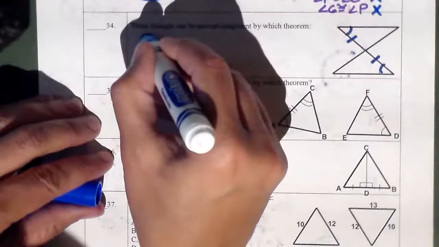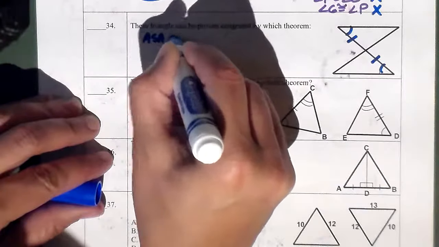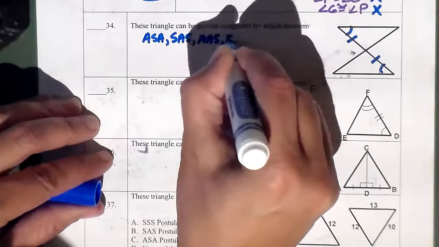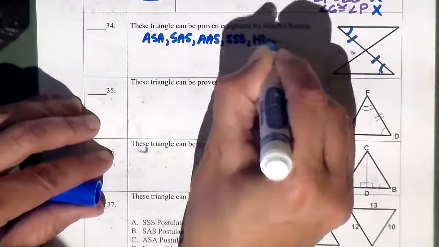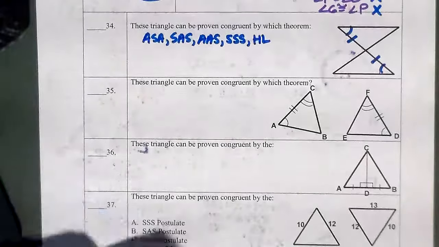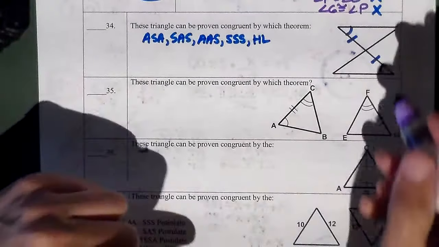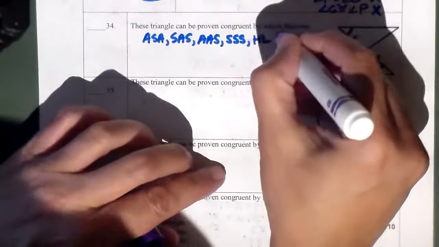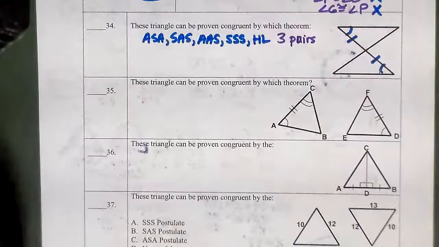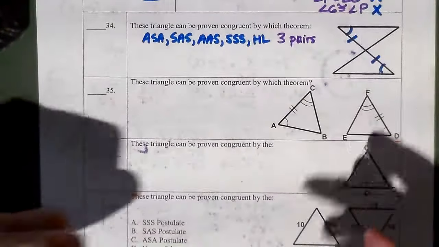First of all, here are the methods. Angle, side, angle; angle, angle, side; side, side, side; side, angle, side; and HL. Those are your five guys you have to choose from. So let's look for an additional piece of information. You need three pieces. We always need three pairs of something in order to establish one of these.